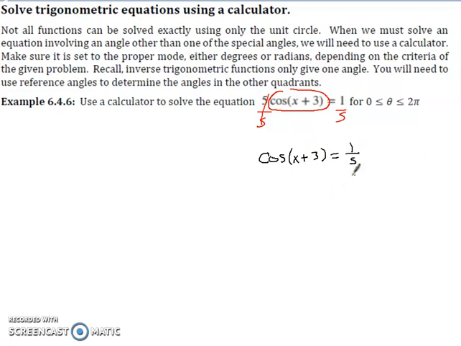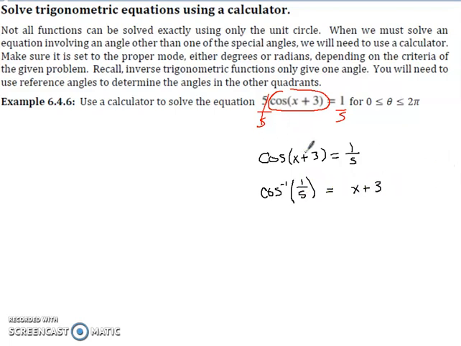Now what I don't know is what angle on the unit circle is going to give me a cosine value of 1/5. So what I'm going to do is use my calculator to help me identify that angle. So in order to use my calculator, I'm going to use inverse trig functions. So cosine of my angle equals my ratio, but if I use inverse cosine, I can input my ratio to get the angle.